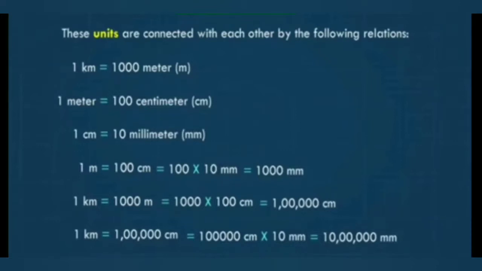These units are connected with each other by the following relations. 1 kilometer is equal to 1000 meters. 1 meter is equal to 100 centimeters. 1 centimeter is equal to 10 millimeters. 1 meter is equal to 100 centimeters, which is equal to 100 into 10 millimeters, which is equal to 1000 millimeters.